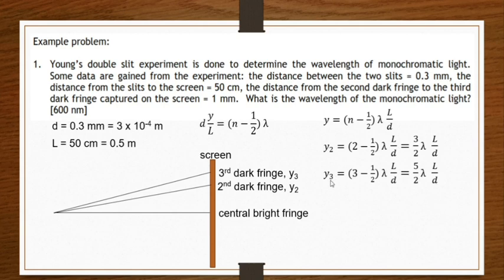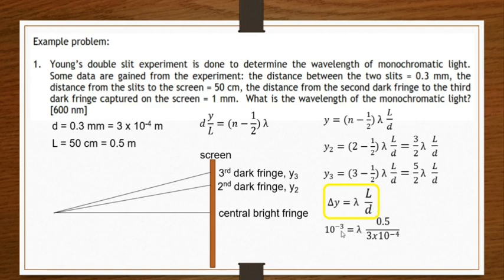So the distance from one fringe to the other fringe, which is given as 1 millimeter, is y3 minus y2, and that is delta y. So delta y here will be 5 over 2 lambda L over d minus 3 over 2 lambda L over d. So it is equal to lambda L over d. That will be the equation that we can use to find the lambda.